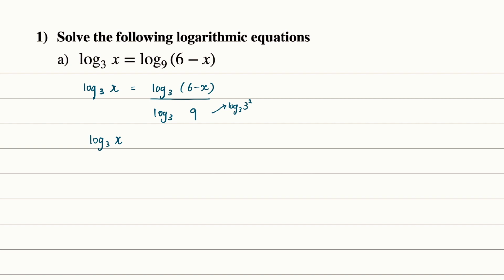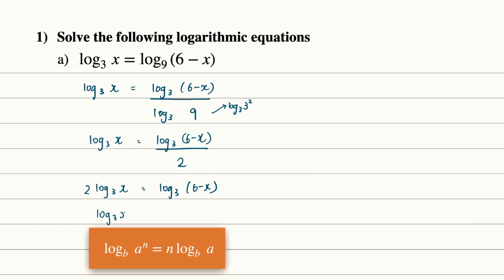Alright, so the next step is to simplify the denominator. So log to the base 3 x is equal to log to the base 3, 6 minus x, over log base 3, 2, and this will be equal to 2. Alright, and if we bring 2 to the left-hand side by cross-multiplying to remove the denominator, we will have 2 log to the base 3 x is equal to log to the base 3, 6 minus x. By employing the power law, we have log to the base 3 x squared equals log to the base 3, 6 minus x.